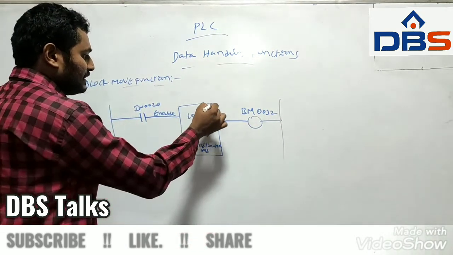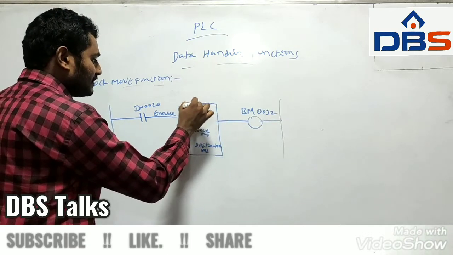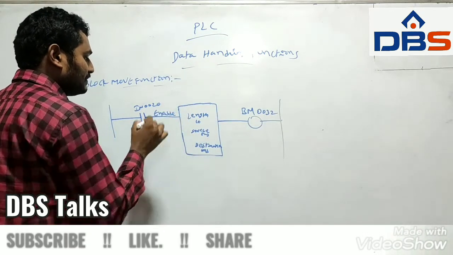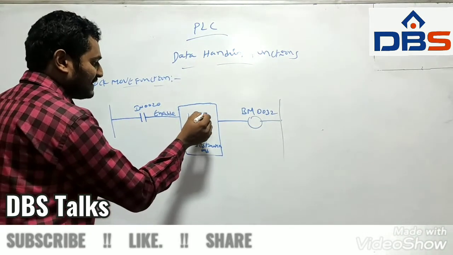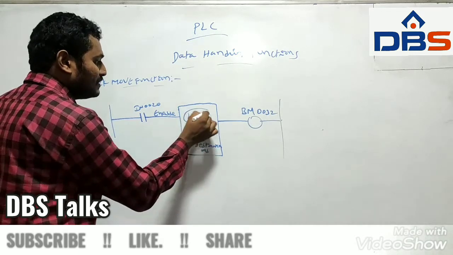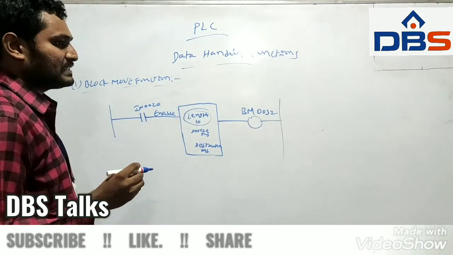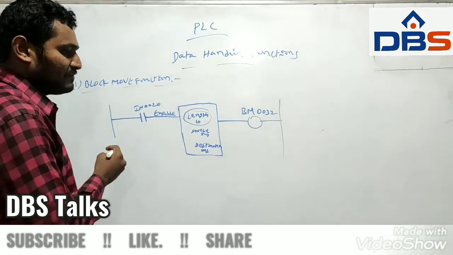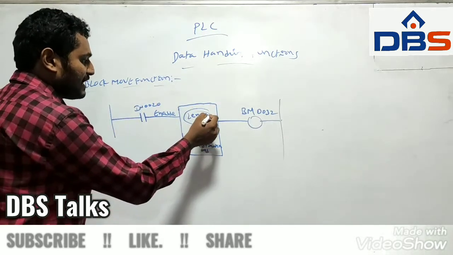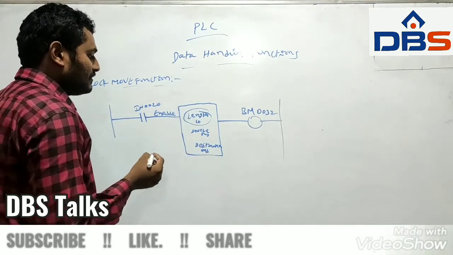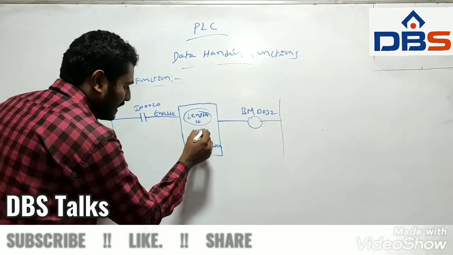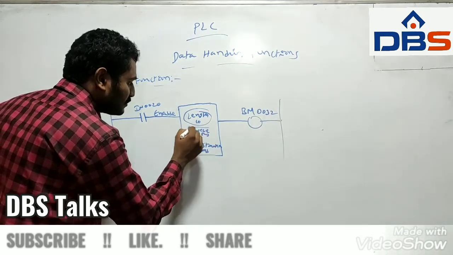This is the functional block. If you want to turn on this functional block through the enable circuit, first we specify the length. That is, the number of registers you have to move from one portion to another. We have to specify the length of the registers, and also specify the end register of the source.